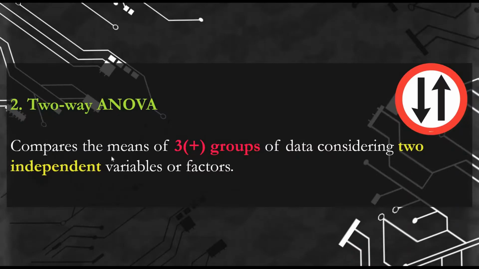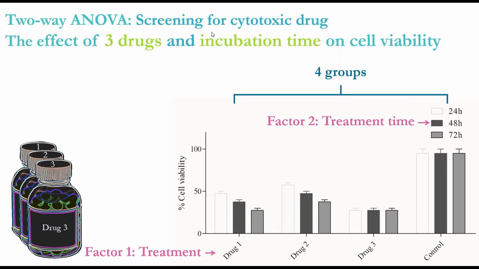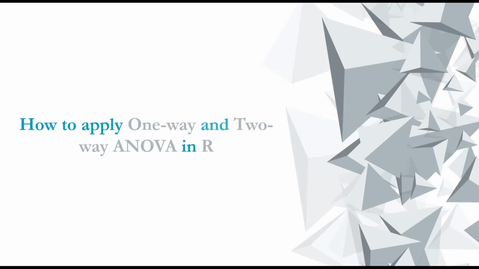Two-way ANOVA, similar to one-way ANOVA, compares the means of three or more groups, but the difference is that here we have two independent variables or factors. So similarly, here we are screening for a cytotoxic drug, and we are measuring the effect of three drugs and the incubation time on cell viability. So factor one is treatment, so we have three drugs and control, four groups, and factor two is treatment time. So we have 24 hours, 48 hours, and 72 hours. So let's go now and see how we can use this test in R.